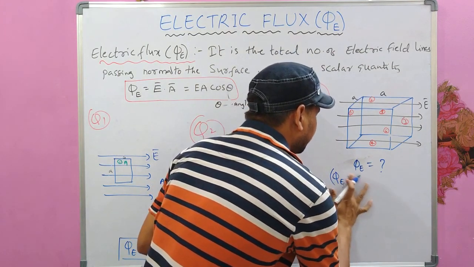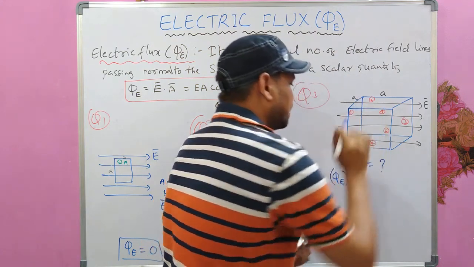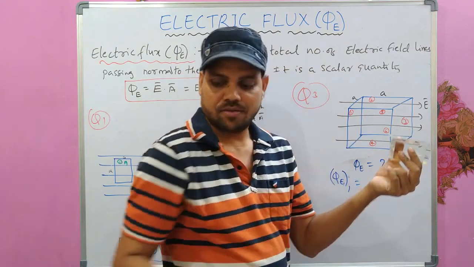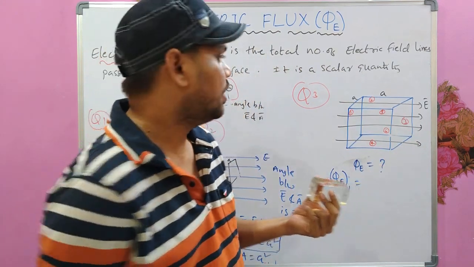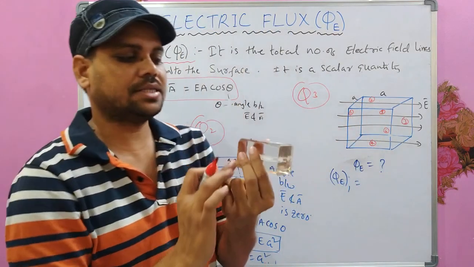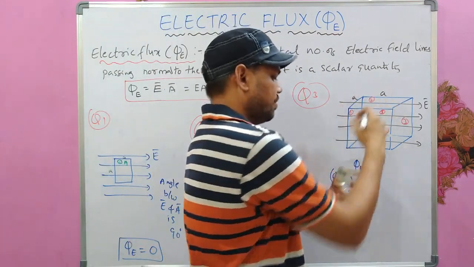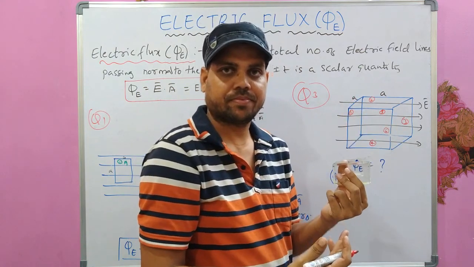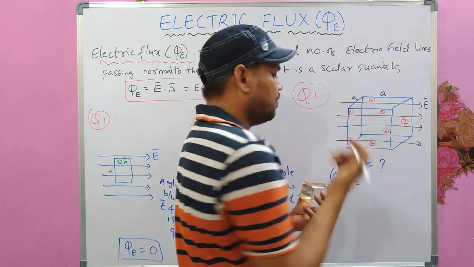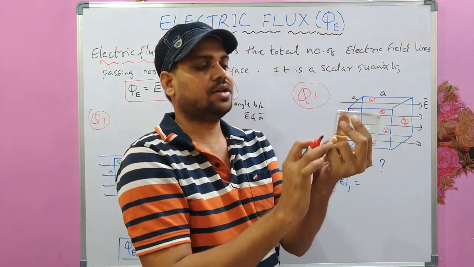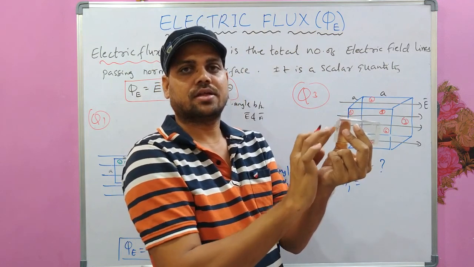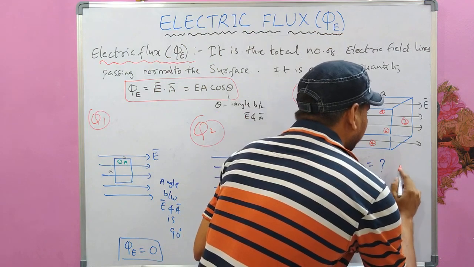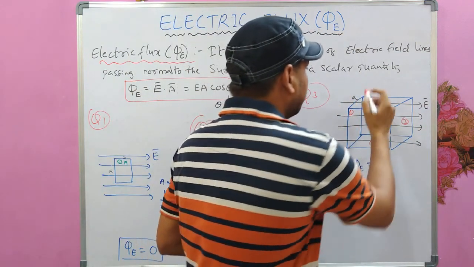What is phi E1? Flux linked to the first surface, surface 1. What is its area? I am taking the side of the cube as A. This is A, this is A, this is A, every side is A because it is a cube. Okay, the area of the first surface is what? This one. Right? Area of the first surface. It is A square. You can say area of each face is A square.